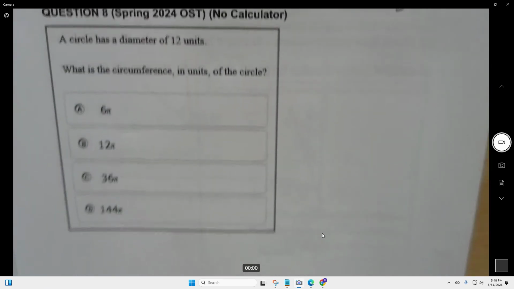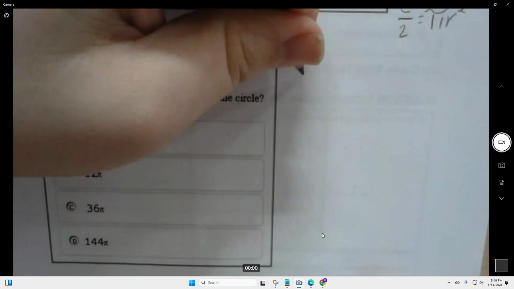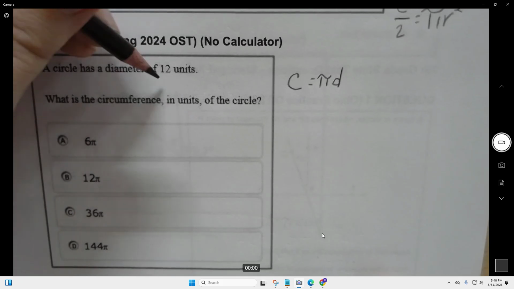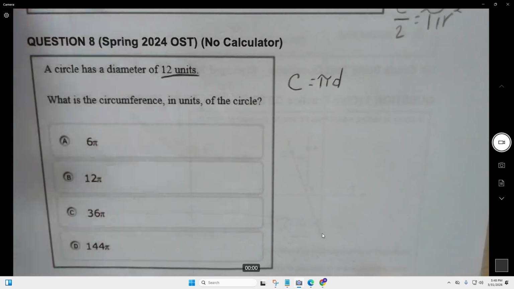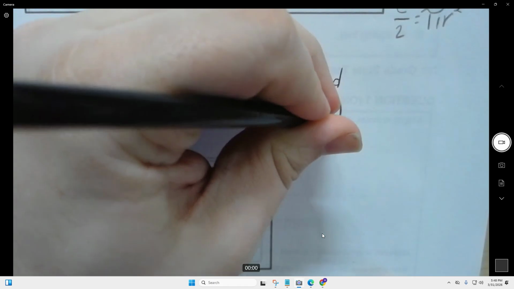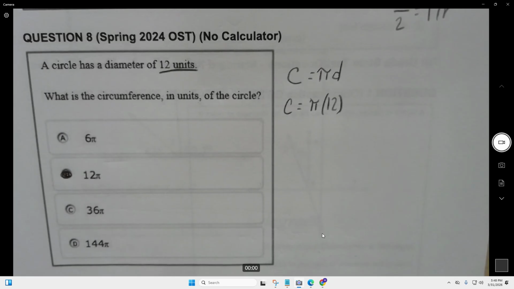Question 8. A circle has a diameter of 12 units. What is the circumference in units of the circle? So, circumference, cherry, pie, delicious. The diameter is 12. So we're going to put in 12 for our diameter. 12 times pi. Wow, look at that. It's already done. We're experts at this by now.